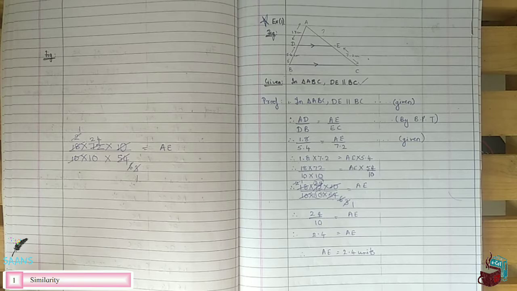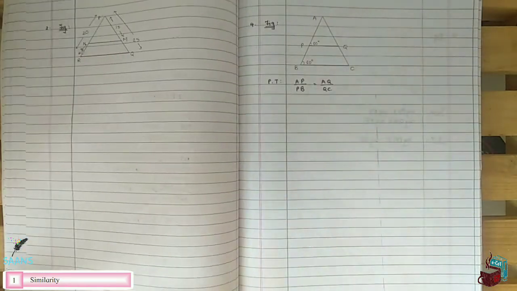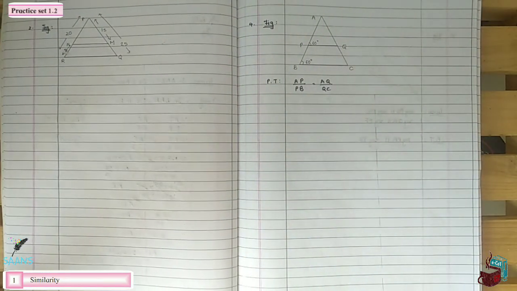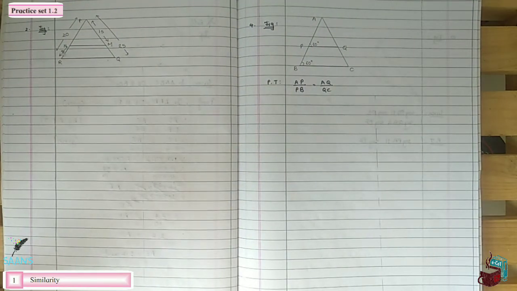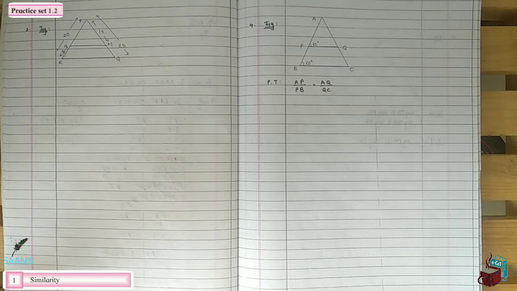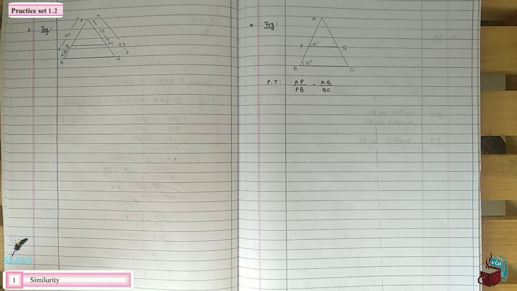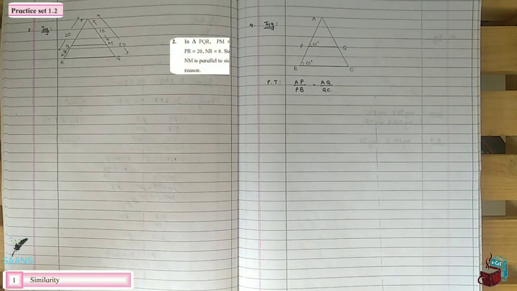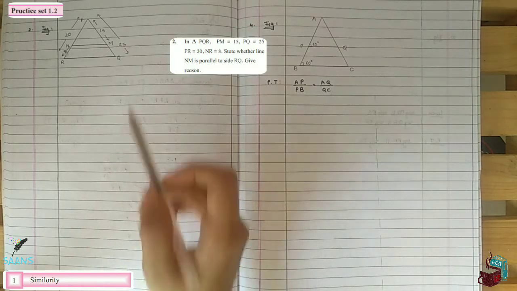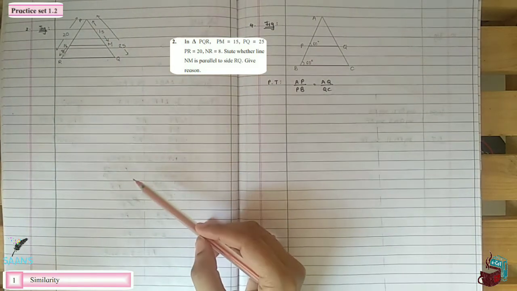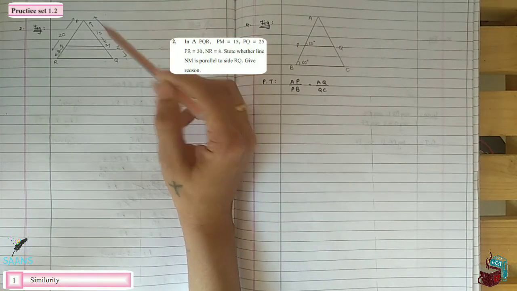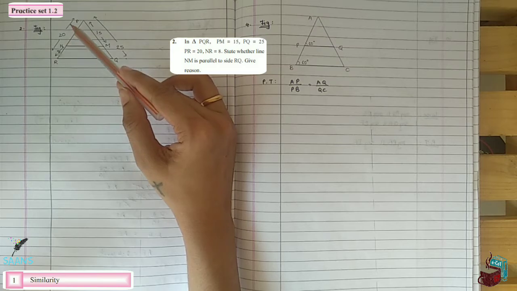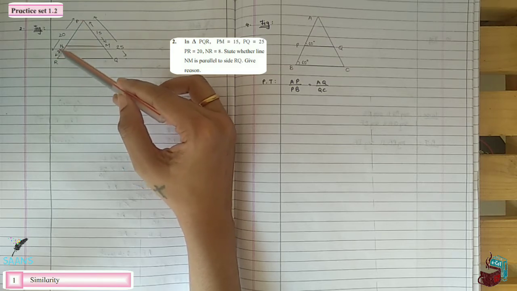Now next, that is directly based on this is your exercise. There are 3 sums in your exercise. We'll go through it. So the next is exercise 1.2, sum number 2, direct application in this. In triangle PRQ, PM is, I've already marked, you can see PM is 15, PQ is 25, PN is, they have not given, PR is 20, NR is 8.